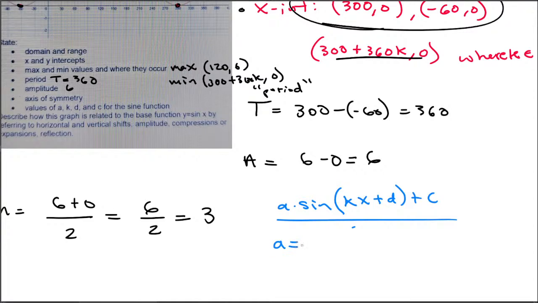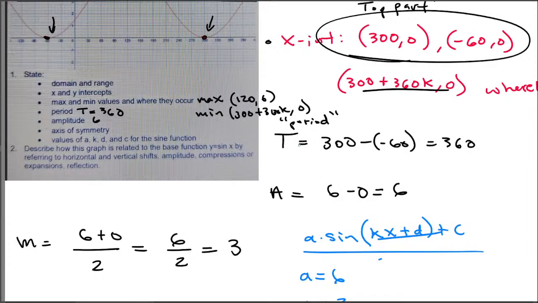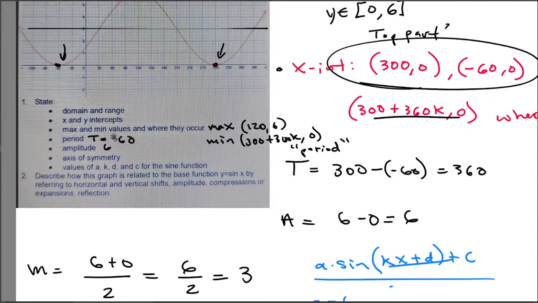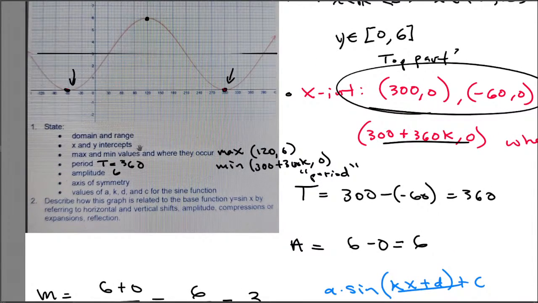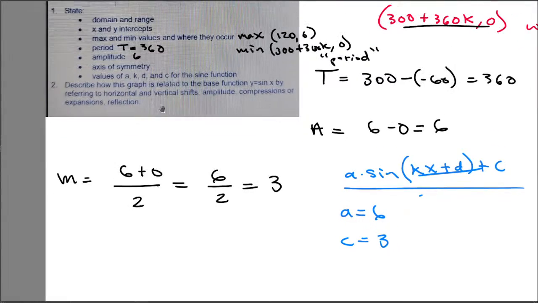So A is the amplitude. That's 6. This number that we calculated for the amplitude is that, actually. So then C is going to give you the midline. So C is 3. And then inside here, K is going to give you the horizontal stretch or shrink. And then D is going to give you your phase shift.